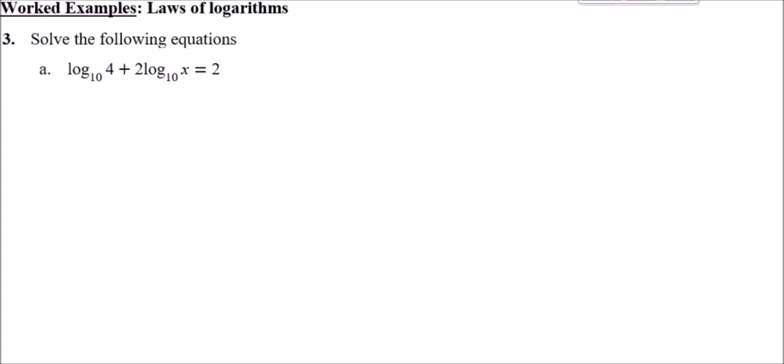Worked examples 3. So we need to solve these equations. So first of all, what I'm going to suggest we do is just remind ourselves of this fact. Well, I'm going to remind myself for my own benefit, if nobody else's. So I'm going to write down log base 10 of 1,000 equals 3, which is the same as saying 10 to the power 3 is 1,000. That always helps me to remember how they link into each other.